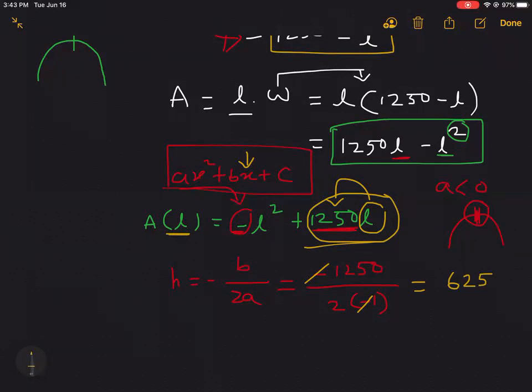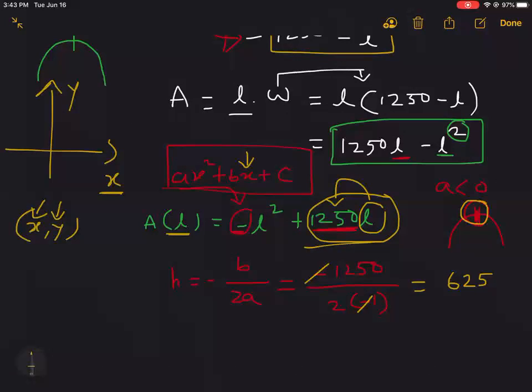So that's one coordinate of the vertex. We know the vertex is of this format. The first one is from the x-axis. The second one is from the y-axis. So we have already got this value of x. In other words, for our problem, this is L. Oops, sorry. This is L and this is W.